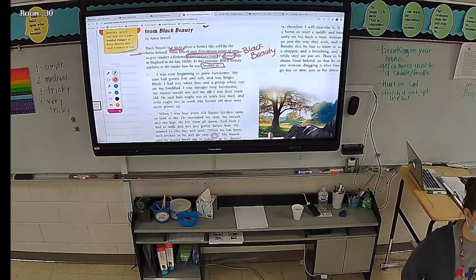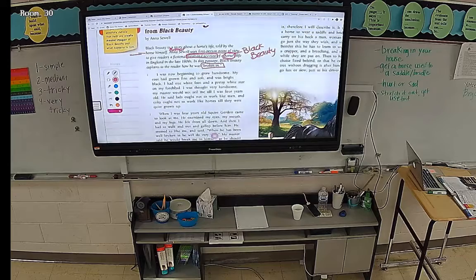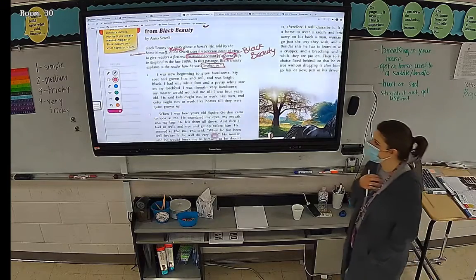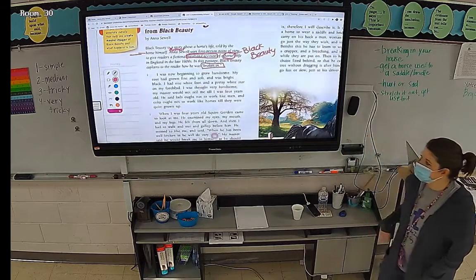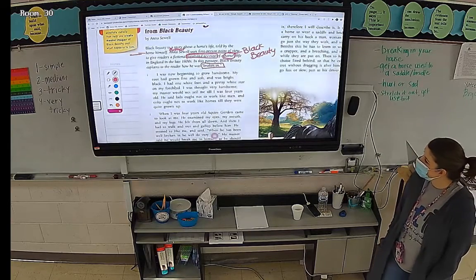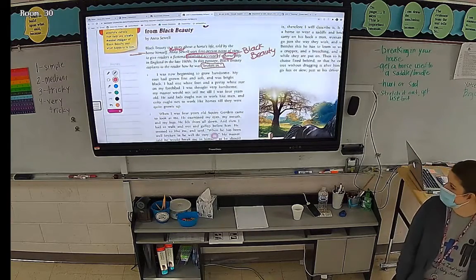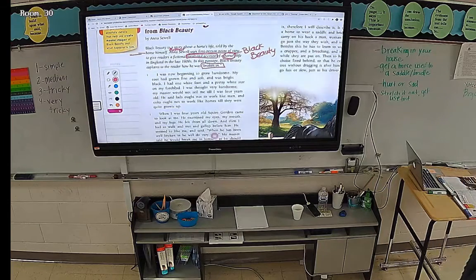Everybody's with me in 5, 4, 3, 2. I was now beginning to grow handsome. Who is I? The horse. The horse, Black Beauty. I was now beginning to grow handsome. My coat had grown fine and soft and was bright black. I had one white foot and a pretty white star on my forehead. I was thought very handsome. My master would not sell me until I was 4 years old. He said lads ought not work like men, and colts ought not to work like horses till they were quite grown up.